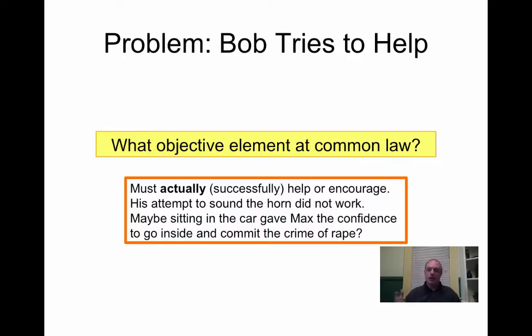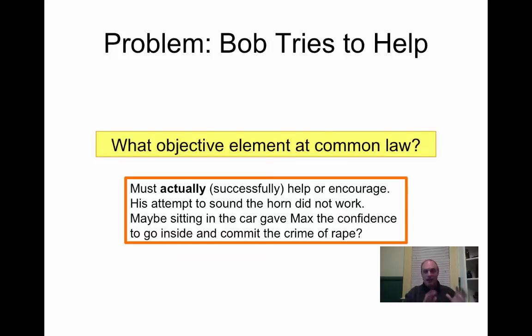So let's use this problem. Bob goes with his friend Max. Max is 21 years old. They go to the home of a fellow student, Susan. They both suspect that Susan is less than the age relevant for statutory rape. Max brings a gun along in case Susan's older brother John happens to show up, because Max knows that John objects to the relationship.